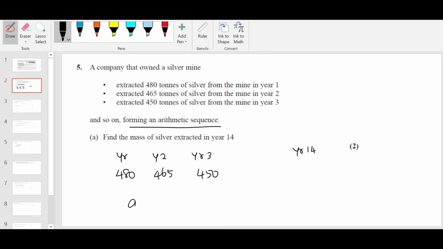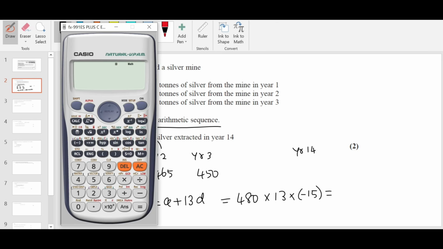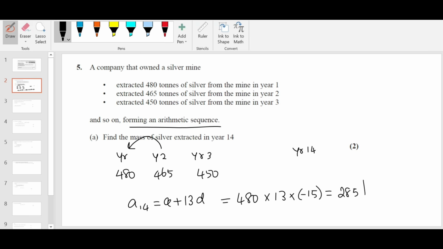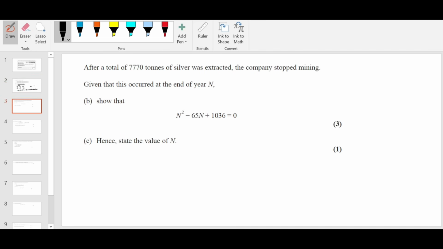How do you find the 14th term? First term plus 13 times common difference. So the first term is 480, and the common difference is the second term minus the first term, so you'll get minus 15. So it's 480 plus 13 times minus 15, which is 285 tons. That's the answer. It's a 2-mark question. Let's move on to part B of the question.